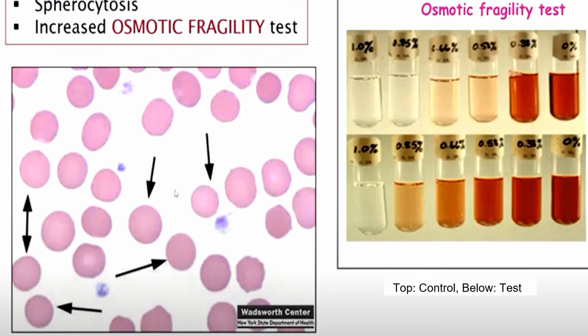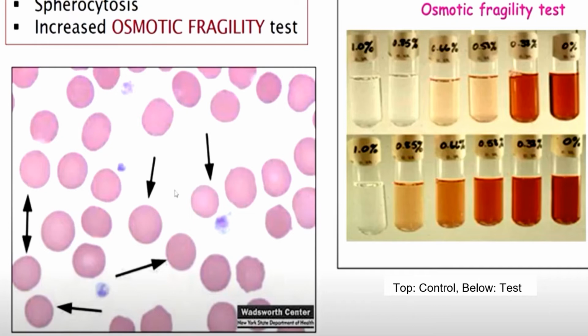Here is a peripheral blood smear picture of a patient suffering from hereditary spherocytosis. The black arrows there point to the spherocytes, which are spheroidal cells that lack a central pallor.